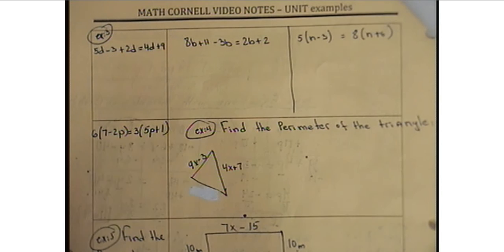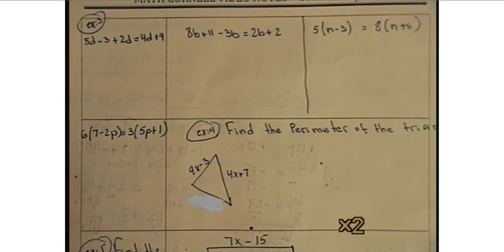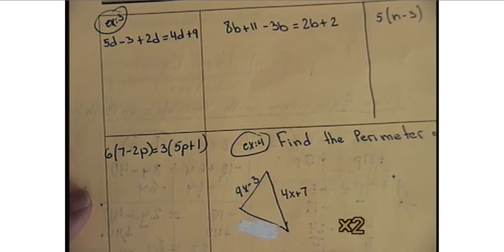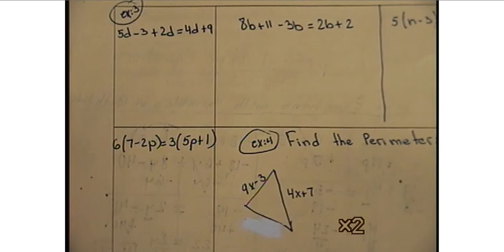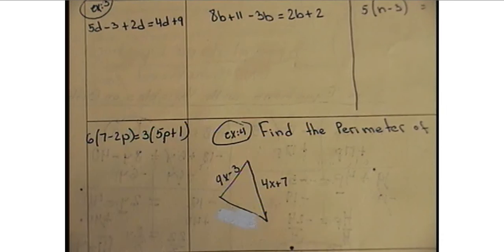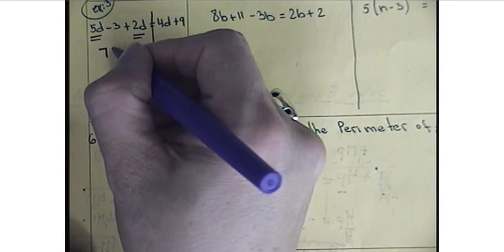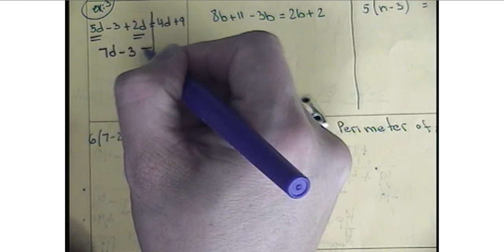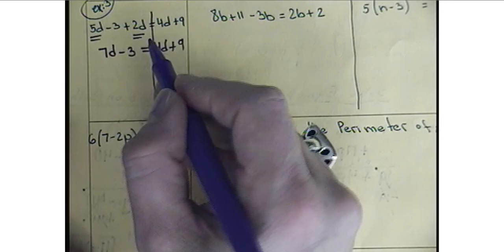So, example number 3. We have 5D. Actually, I'm gonna zoom in so you guys can see better, and we'll just move the paper. So 5D minus 3 plus 2D equals 4D plus 9. Alright, so let's combine those. 5 plus 2 will give us 7D minus 3 equals 4D plus 9. Okay, so we combine like terms first and then we continue solving.